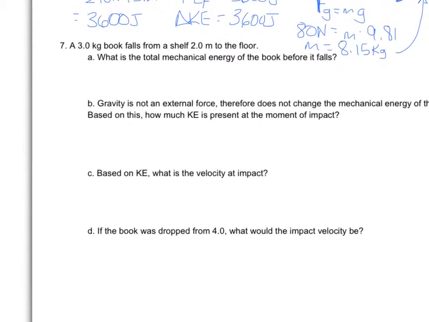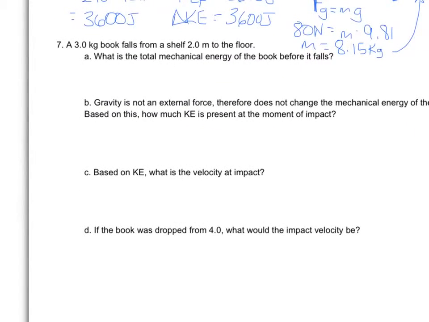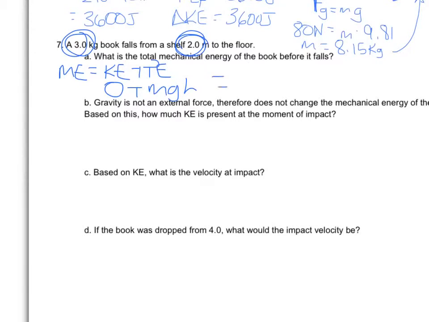The last problem here involves a falling object, where we are first tasked with figuring out the total mechanical energy. This is just, again, the potential plus kinetic energy, where really the kinetic here is 0 because nothing is moving. So that's 0 plus mgh, where m is 3, h is 2, and g is 9.81. So multiply those three things together and you'll get 59 joules of potential energy.